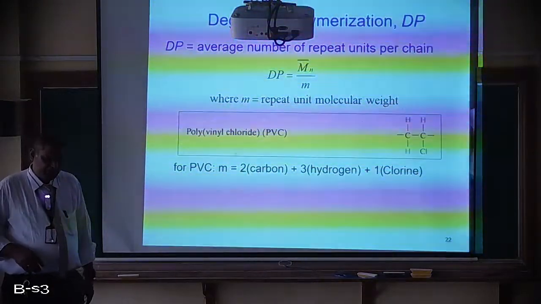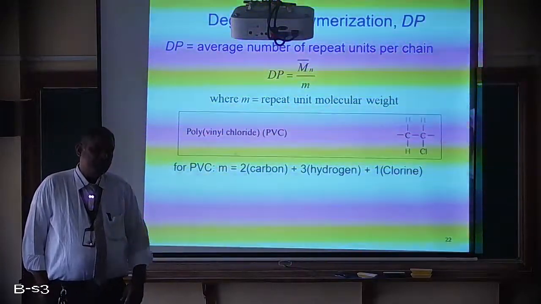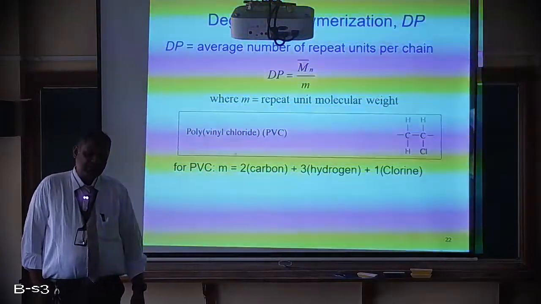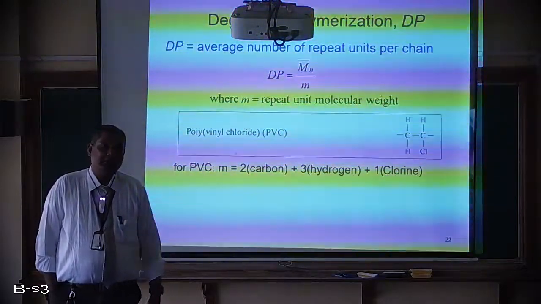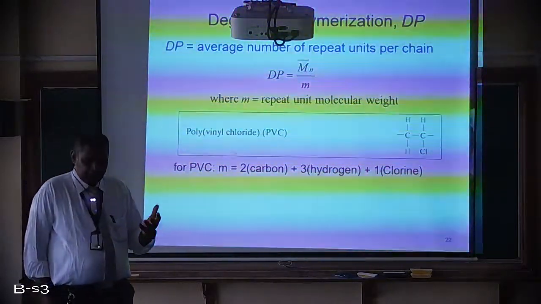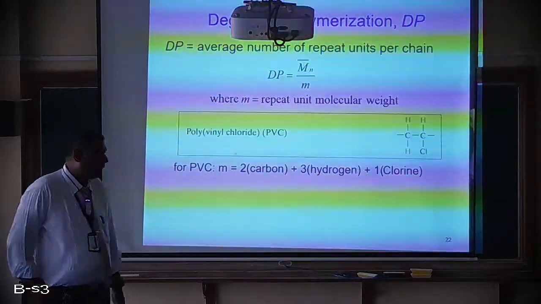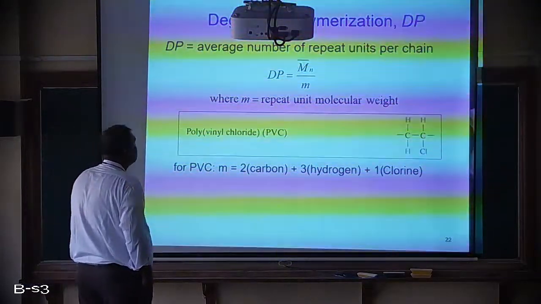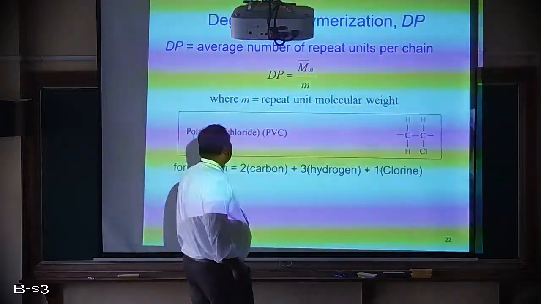So this arrangement of molecules will give the degree of polymerization. So what is the degree of polymerization? It is nothing but the process of polymerization, that is either step or addition. So the more the polymerization, the better the properties of the polymer. So this m is the repeat unit molecular weight and the mean molecular weight.